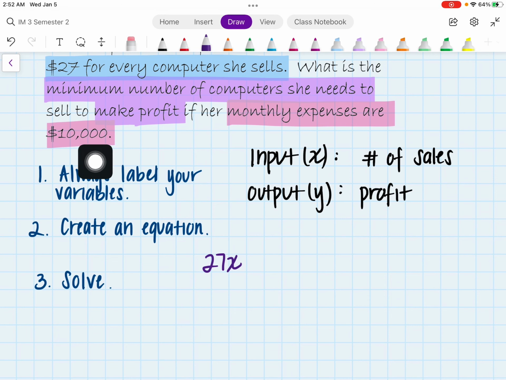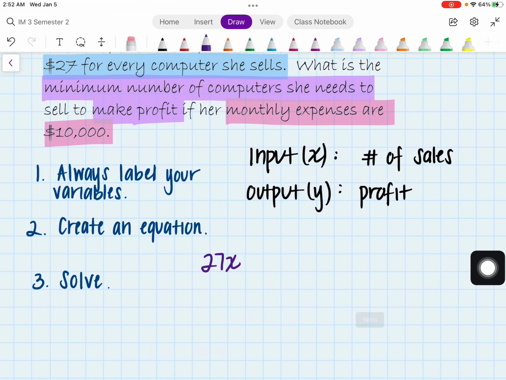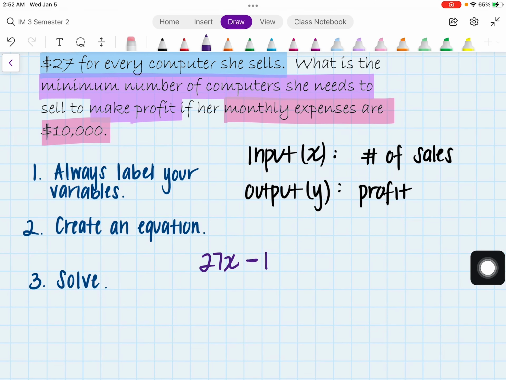Now, with her monthly expenses, that's $10,000. I'm actually not counting on that money, which means I won't be including that as my profit. I'll actually be counting my profit once I reach $10,000. So in this case, we're basically losing that money. So it's minus $10,000. All right. And that is going to be equal to our profit, which in this case is Y.